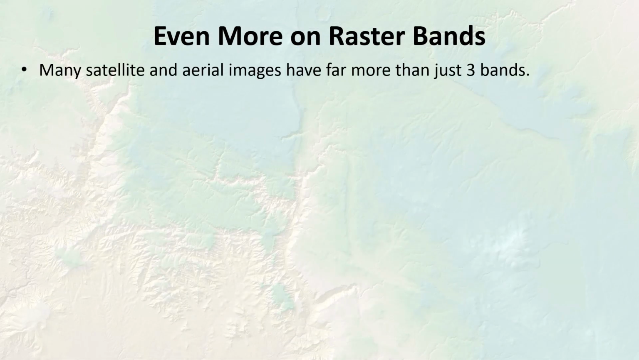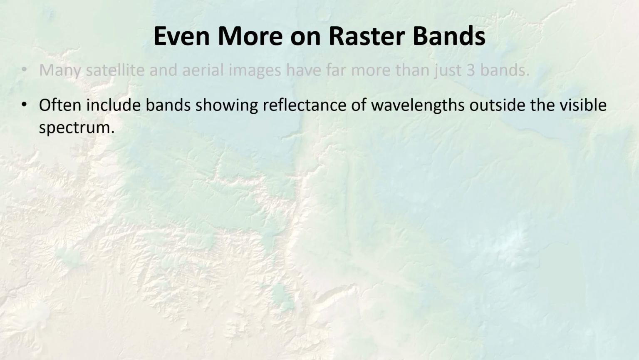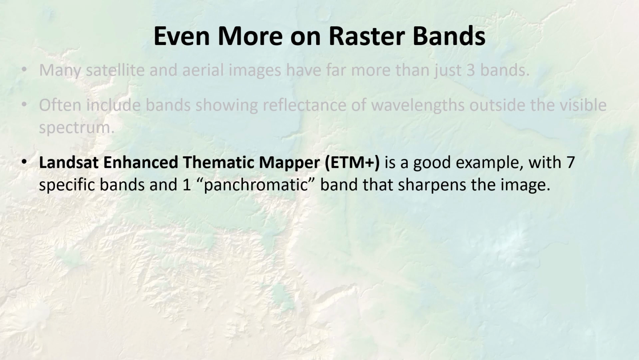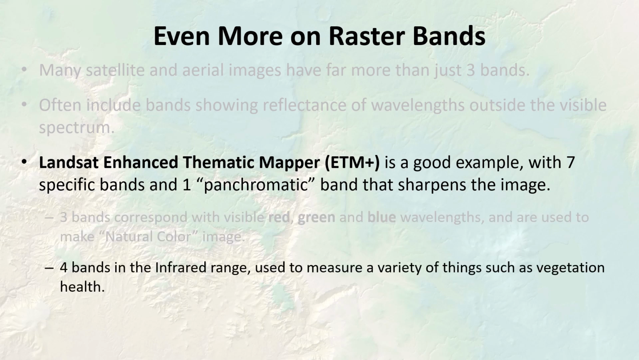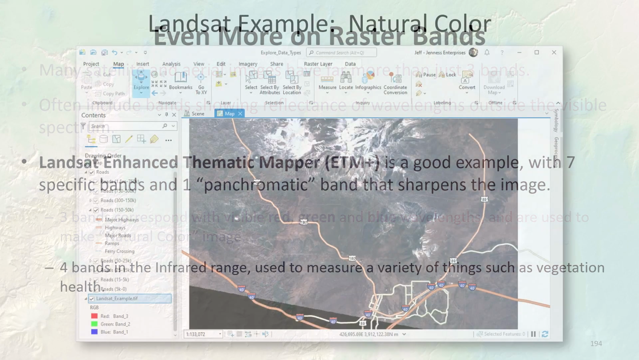Now, a little bit more. Most satellite and aerial imagery have more than just the 3 red, green, and blue slices of the spectrum. Many of them show a lot of wavelengths outside of the visible spectrum. These are really useful for a lot of ecological applications. One example, Landsat Enhanced Thematic Mapper has 7 bands. 3 of them are in the red, green, and blue slices that we use to make natural color images, but there's 4 more that offer in the infrared range. And these are useful for things like vegetation health.